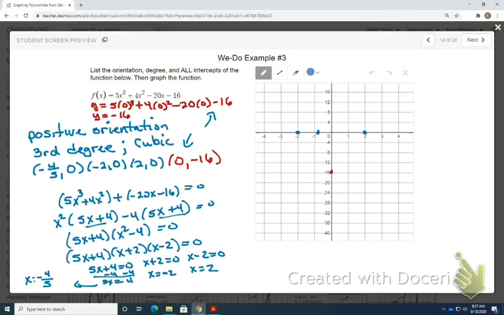And I know that it goes down to the left, up to the right, so it's going to go down here and then go through that intercept, through my y-intercept, and back up. So we found all the key features, which are positive orientation, third degree polynomial, all the intercepts, and graphed our function. And that's it for today's lesson.